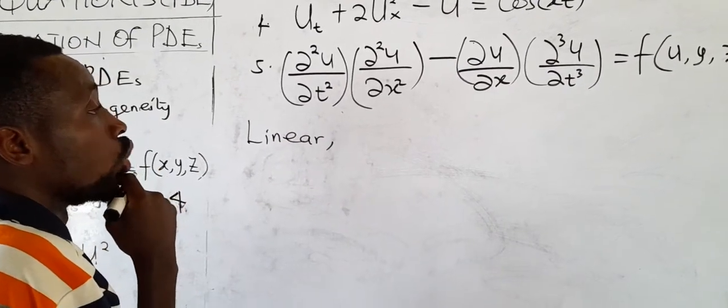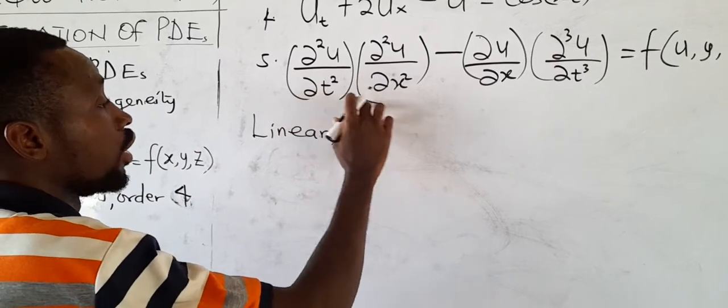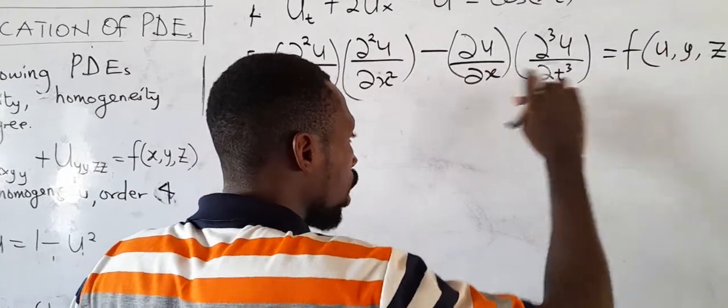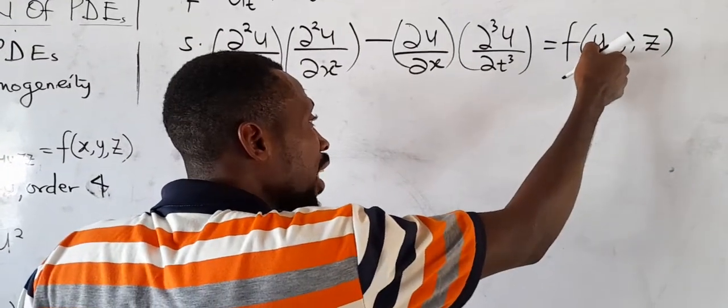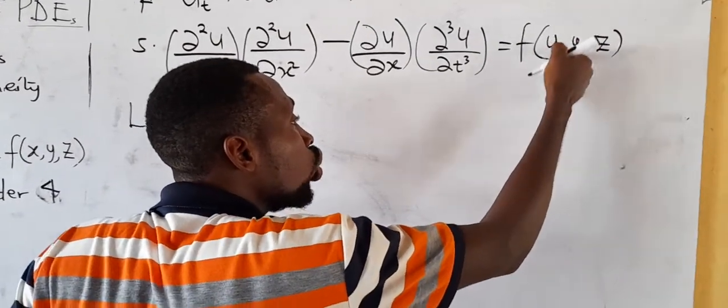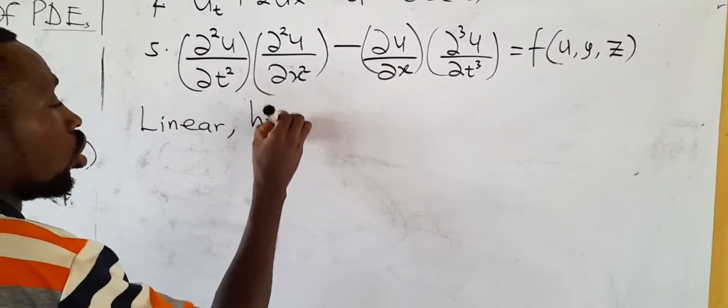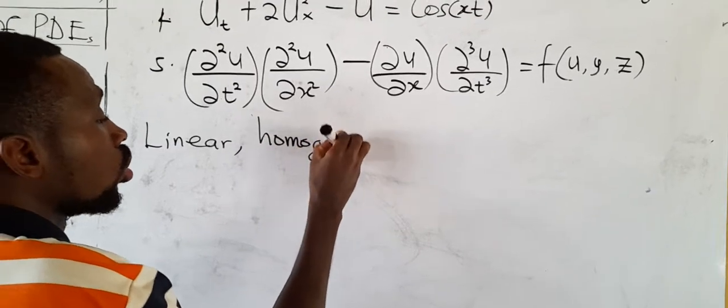Now let's check the homogeneity. Is there a partial derivative here? There is a partial derivative in this term and in this term. Is there a partial derivative here? No. But there is a dependent variable. This function depends on u, y, z, and u is the dependent variable. So it is homogeneous.